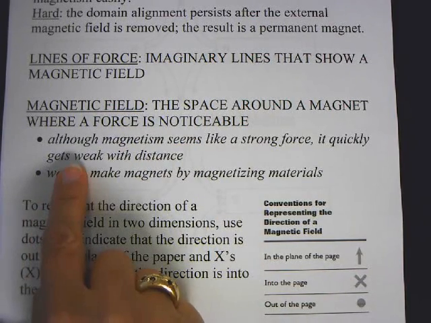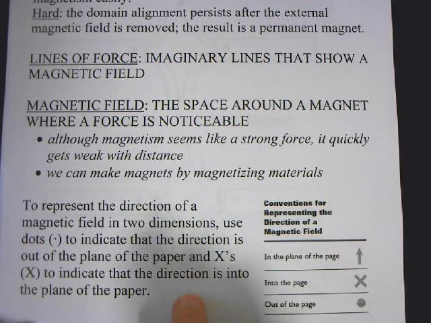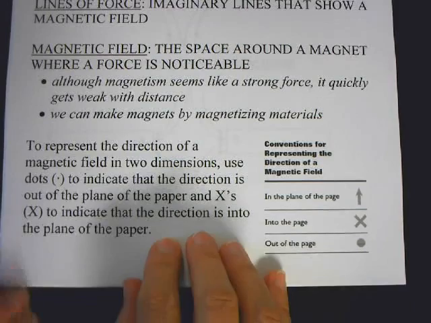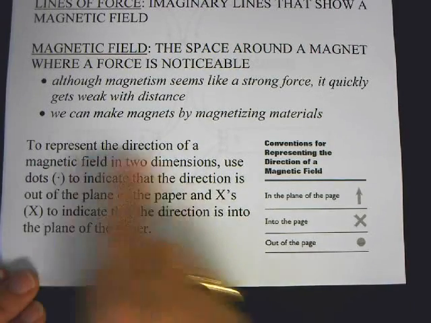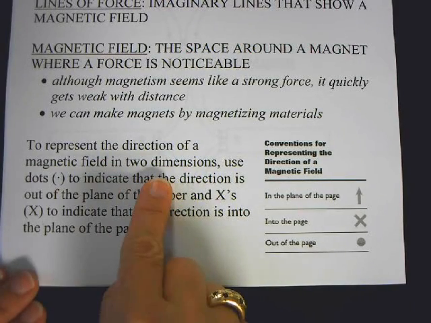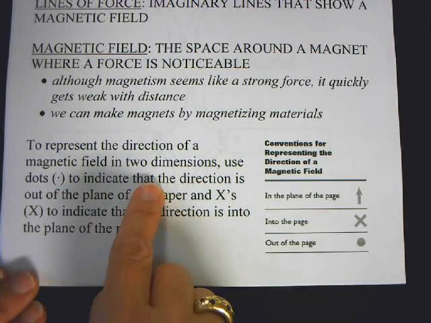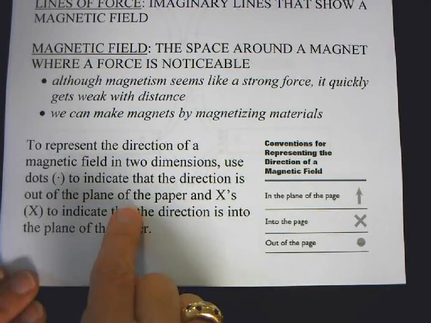Now, again, this has to do with distance. So the further away you get, the weaker the magnetic field. Now, there's a lot of symbols and notations that we need to know in order to understand magnetic fields. To represent the direction of a magnetic field in two dimensions, we use dots to indicate that it's out of something, and X's.